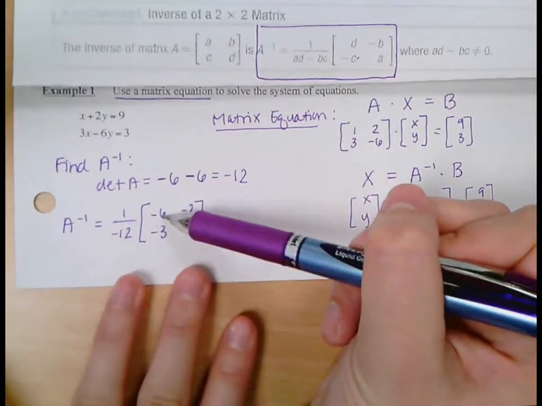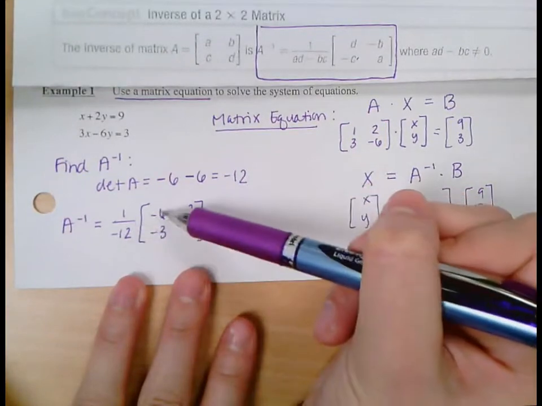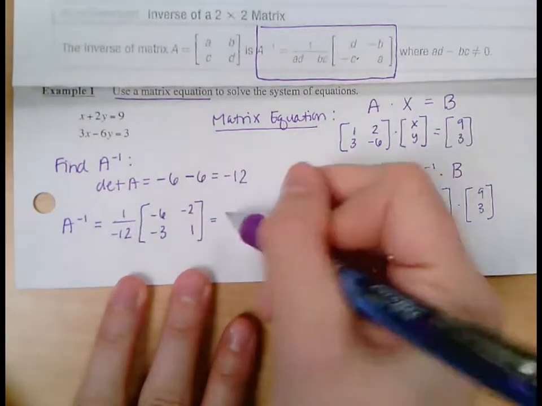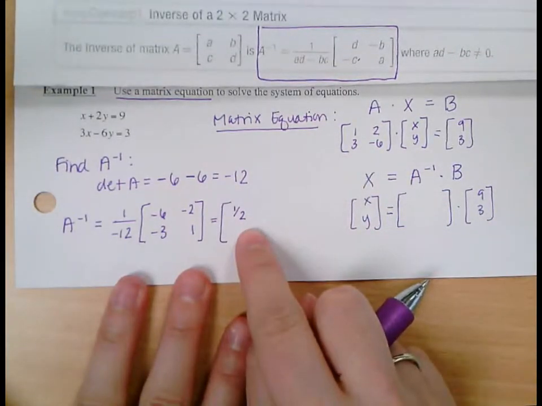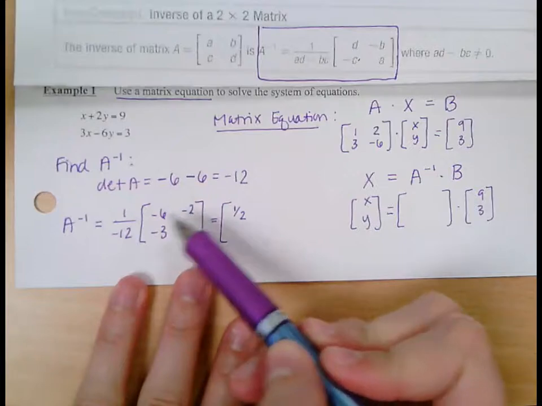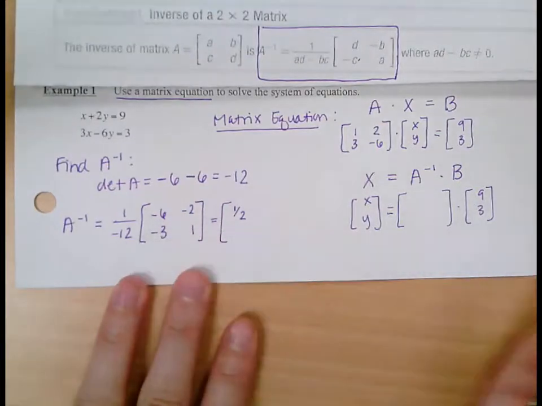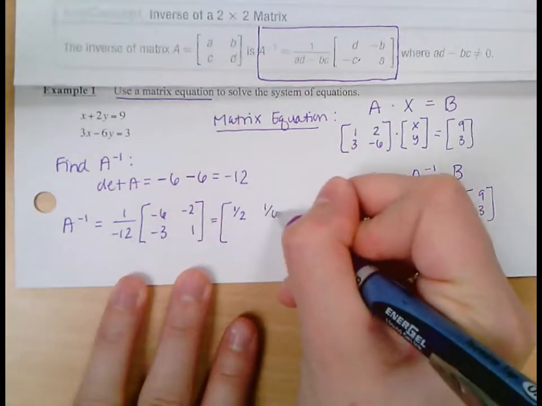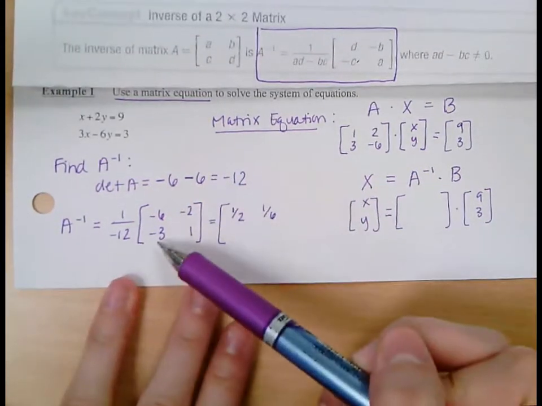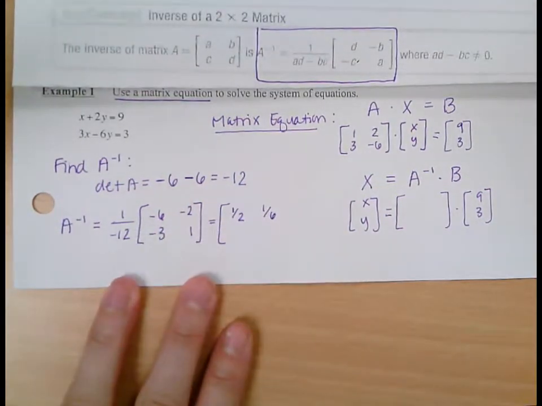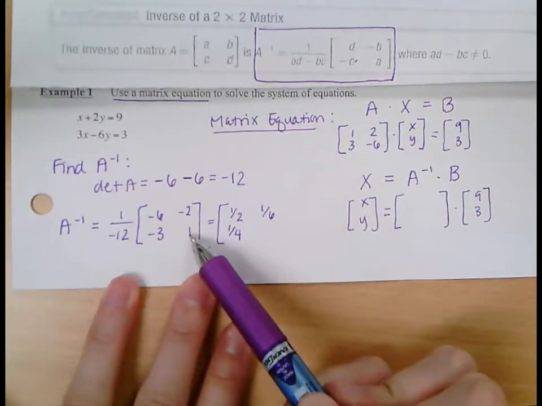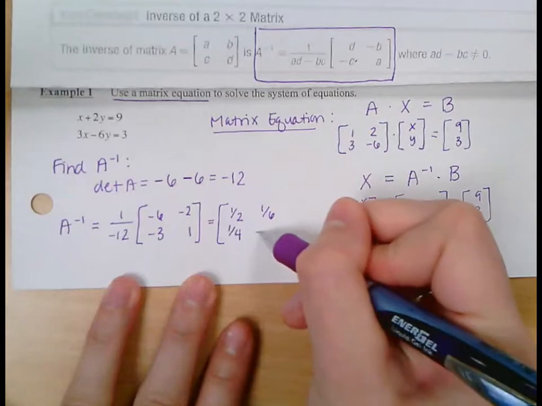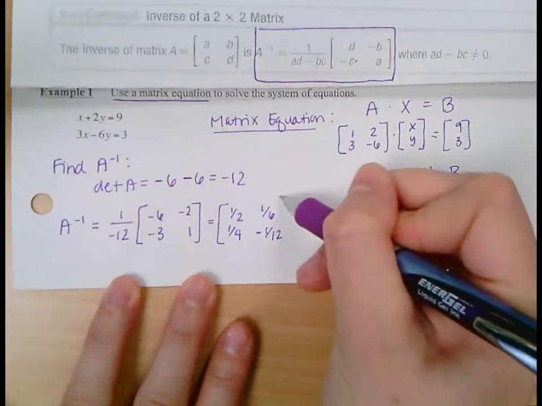So if I have negative 6 divided by negative 12, that'll be positive, and 6 over 12 is 1/2, so it's positive 1/2. If you wrote 0.5, that's okay. And then negative 2 over negative 12 is positive, 2 over 12 is 1/6. And then negative 3 over negative 12 is positive, 3 over 12 is 1/4. And then 1 over negative 12 will just be negative 1/12.